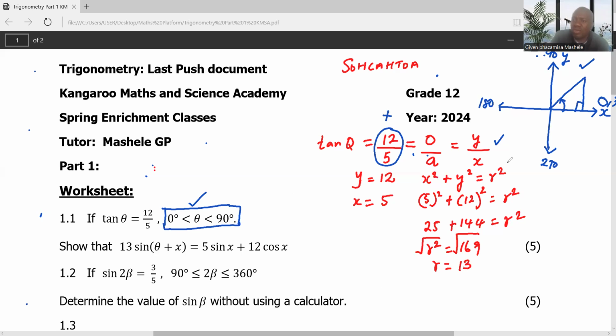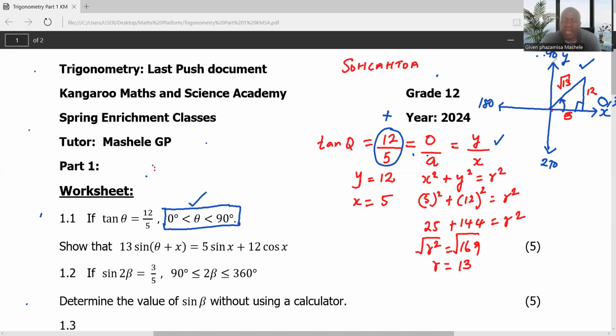So what we're going to do, then, is say in our right angle triangle in quadrant 1, the r is 13. What is the opposite? The opposite is the y. What is the y? 12. And what is our x? Our x here is 5. So now we have constructed our right angle triangle. Remember, there's a mark for doing this.